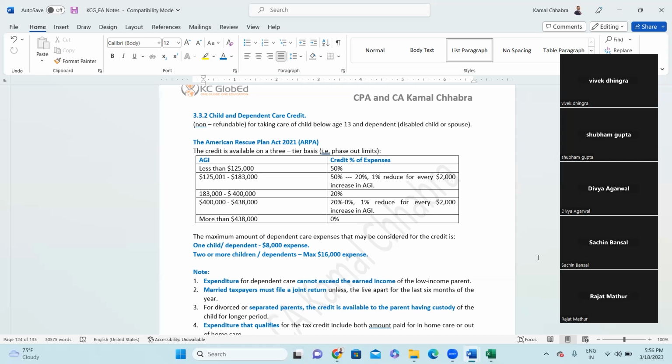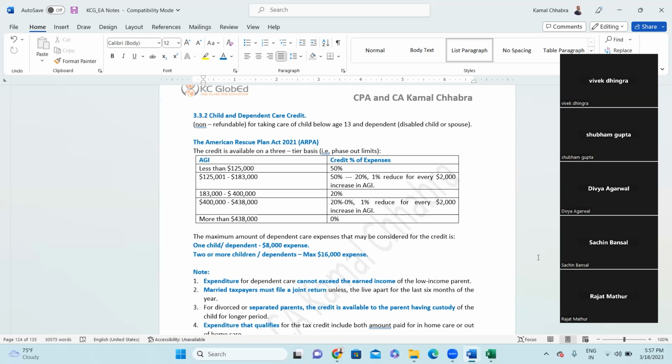Got it, Rajat? Okay, so child and dependent care credit is a non-refundable tax credit, whereas child tax credit is a refundable tax credit. So this is the major difference between these two, right? For taking care of a child below the age of 13 and a dependent or disabled child or spouse. So this child and dependent care credit is for taking care of the child who is below 13 years of age and a dependent, which may include a disabled child or your spouse.